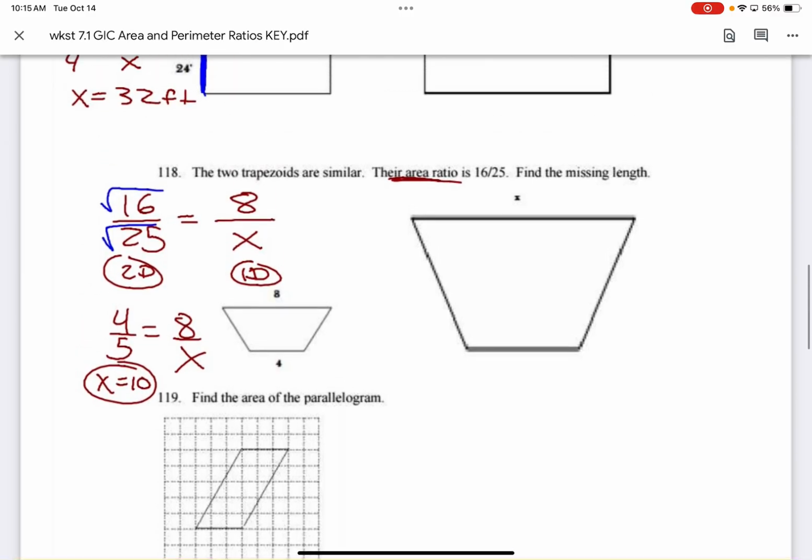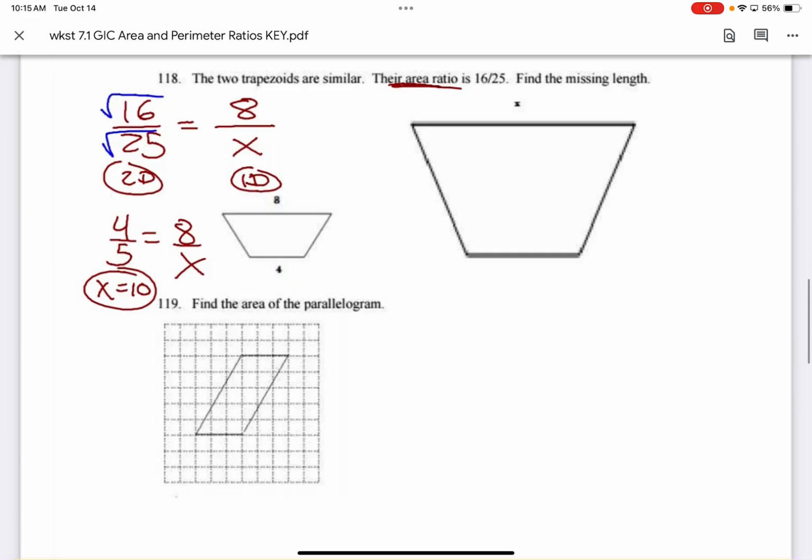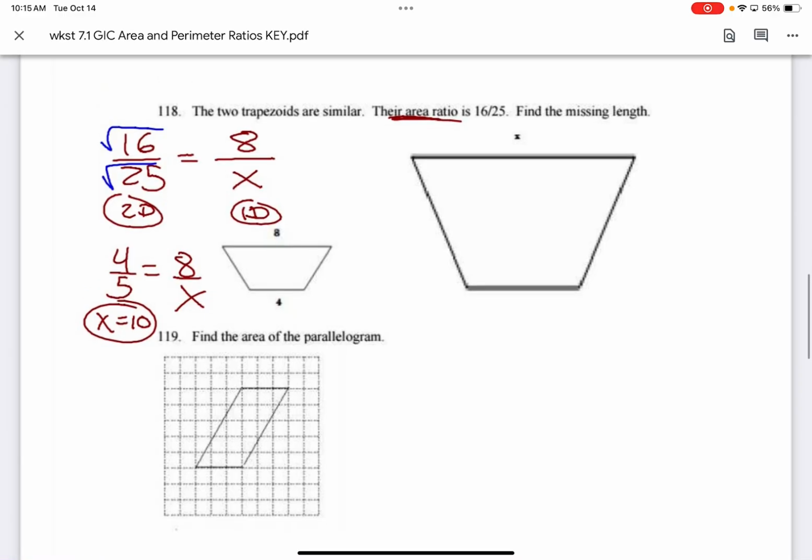Does your guys have problem 119 on the back? Okay. So that's not related to these. It just was on one of the sheets I used, so you don't have to do that one for now.